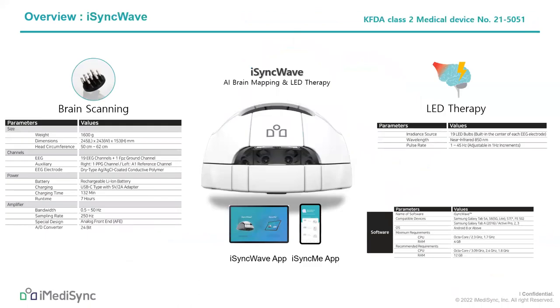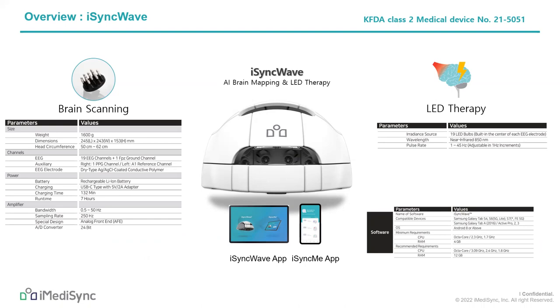This slide shows a brief overview of the iSyncWave AI brain mapping and LED therapy device as a KFDA Class 2 medical device. This device is controlled by the iSyncWave app on the tablet, and summary results can also be reviewed on the mobile phone. iSyncWave currently has two main functionalities. One is EEG scanning, brain scanning, and the other is personalized LED therapeutics. The neurofeedback function will be added soon on the iSyncWave application.